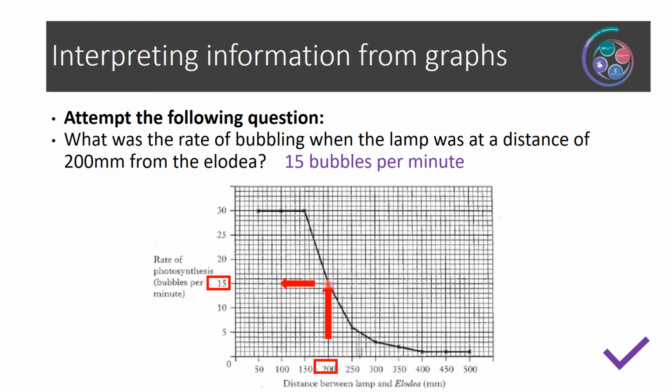Now we need to go along to our axis, and as we follow it along, we can see that it meets at 15. So at 200 millimeters, it is causing 15 bubbles per minute. So our final answer is 15 bubbles per minute. Well done if you managed to get that. It was a trickier question for this one.